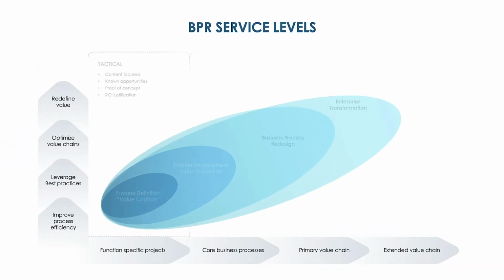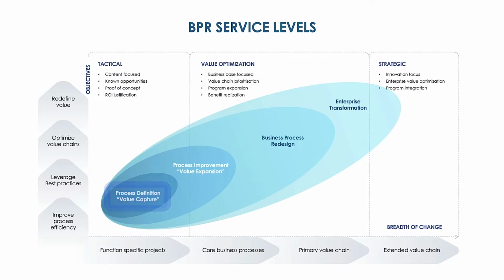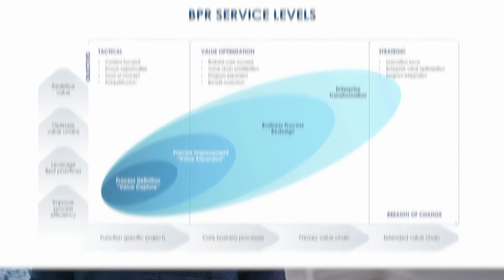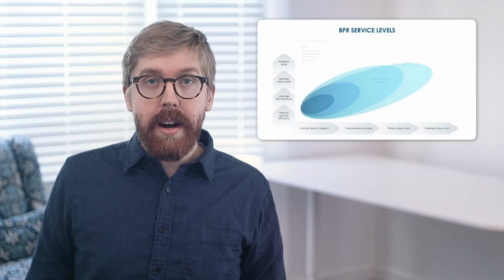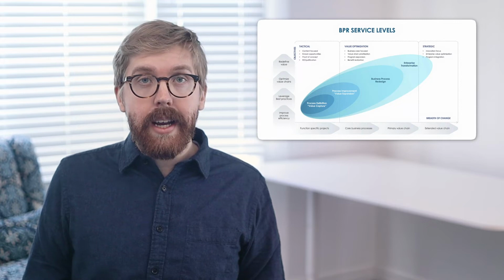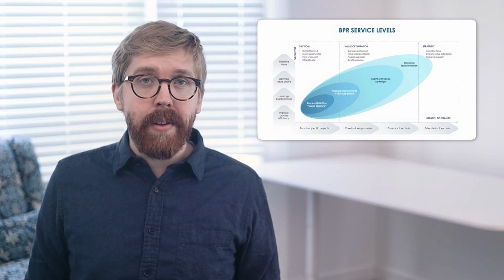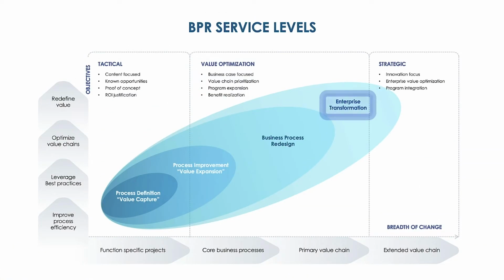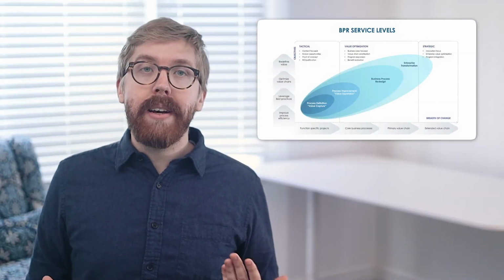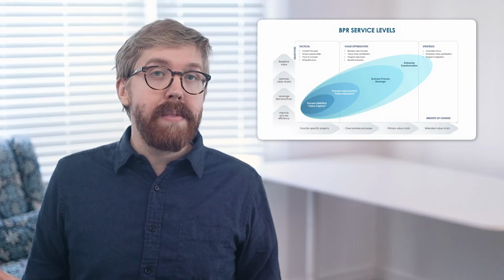So what impact does BPR have? BPR begins with a definition of current processes to nudge them towards more value. As process efficiency improves and best practices are leveraged, the focus on function-specific projects expands into core business processes, and value expansion happens. Value chains are then focused on and optimized through business process redesign, and as the redesign reaps benefits for the organization, an entire enterprise-wide transformation occurs. As this occurs, the organization's strategic value is ultimately redefined and becomes more innovative.